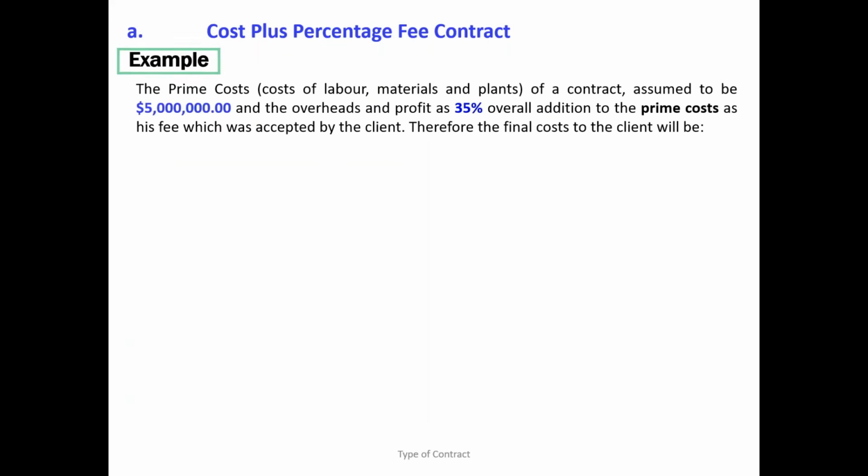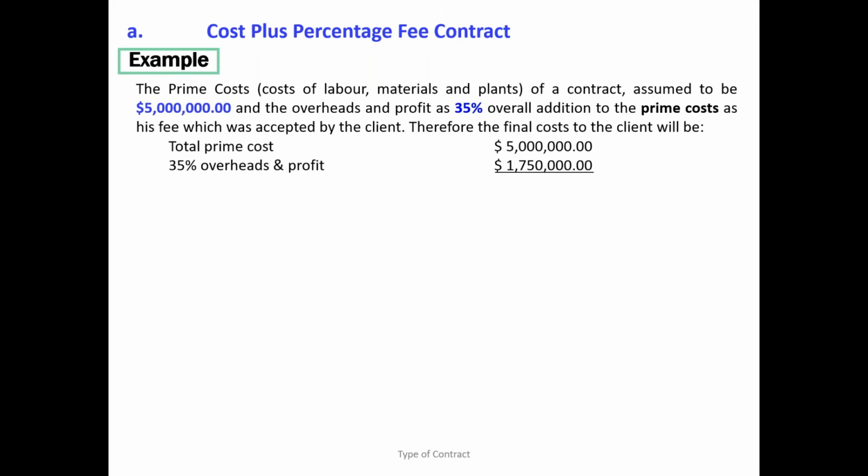Okay, let's have an example. Now this is the time you have to have your pen, paper and calculator. The prime cost, what is the prime cost? The cost for the labor, material, and plant. It is assumed to be 5 million. The overhead and profit percentage agreed is 35%. So how much are we going to pay them? The prime cost is 5 million, and 35% of the 5 million, how much? Calculate. Okay, it's going to be 1.75 million.